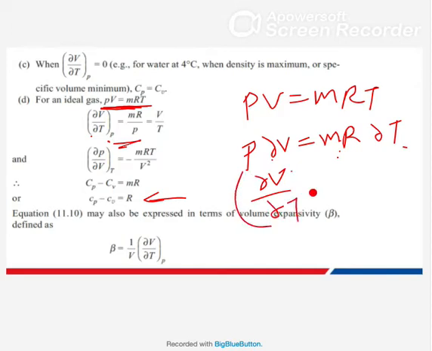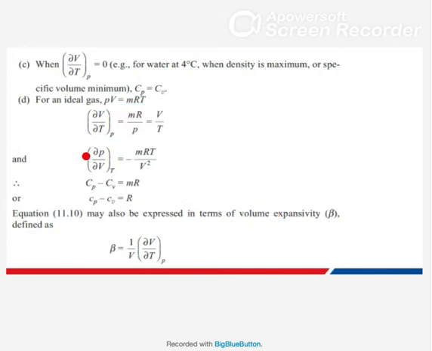So ∂V/∂T at constant pressure, we assume that pressure is constant, for that it will be R/P. Then again R/P will become V/T, so we can write V/T also and replace it here. Then you can calculate ∂P/∂V at constant temperature. If you replace this, what you will get is Cp minus Cv equals R.